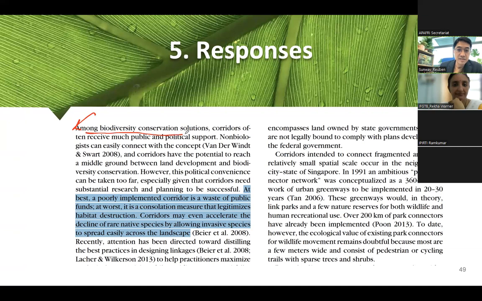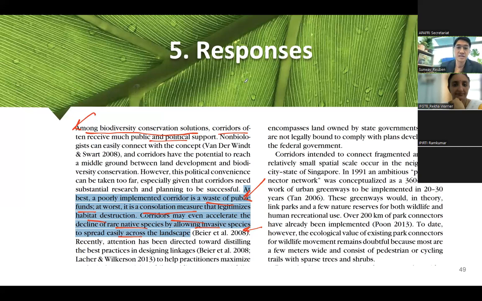You can just have a nice sentence at the start talking about, well, corridors are an important solution for conservation, but then you can give your opinion here. Well, at best, a poorly implemented corridor is a waste of public funds. That's your own opinion. And at worst, it's a conservation measure that legitimizes habitat destruction. So corridors can even accelerate the decline of rare species, allowing invasive species to spread. So then you put your citation here to support your explanation. So an opinion piece can sometimes be just one page or so, right?